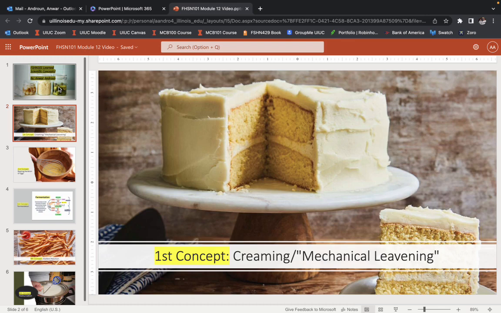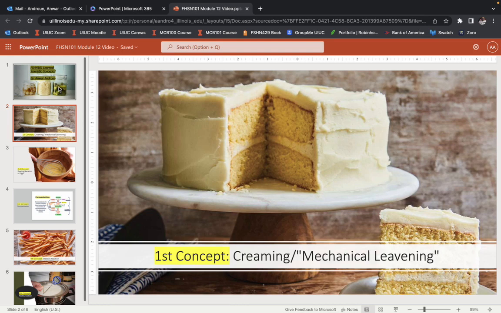The first concept I would like to talk about is creaming or mechanical leavening. Mechanical leavening is a mechanism utilized in baking cakes in which there are agents used to create air bubbles for the sole purpose of helping baked products come about properly. Additionally, this scientific concept is also involved in helping to release gas from the developing product while it's baking, in which optimal volume and a good texture can come about as a result.